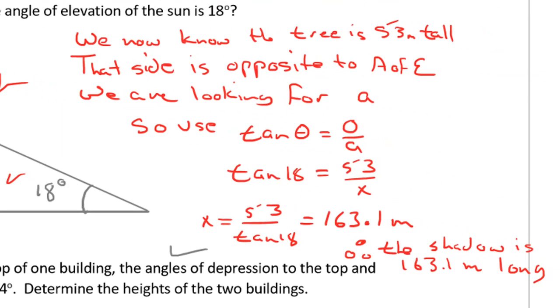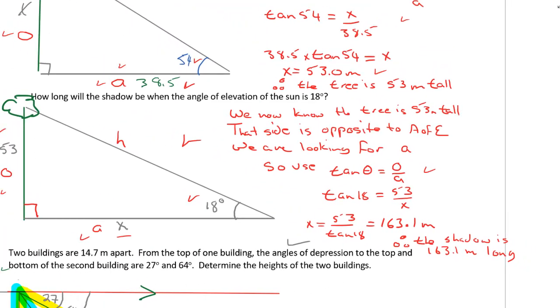Because we know the opposite and we're looking for the adjacent, again, we're going to use tangent. When we plug everything in, we get tan of 18 equals 53 divided by x. Moving x to the top on the left-hand side, tan of 18 down to the bottom on the right-hand side, we can solve and get x equals 163.1 meters, which means the shadow, when the sun is at an angle of elevation of 18 degrees, will be 163.1 meters. Now let's take a look at the last question.